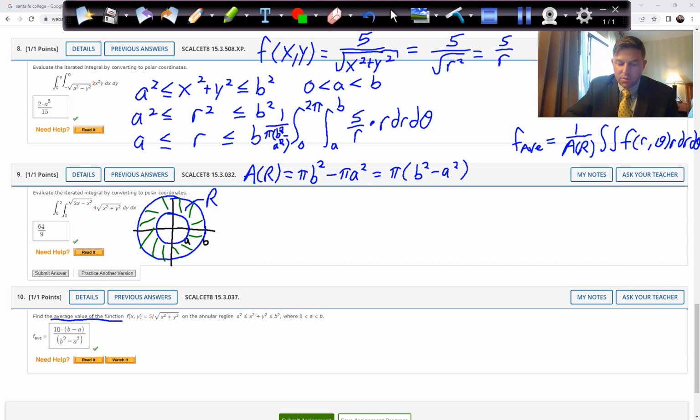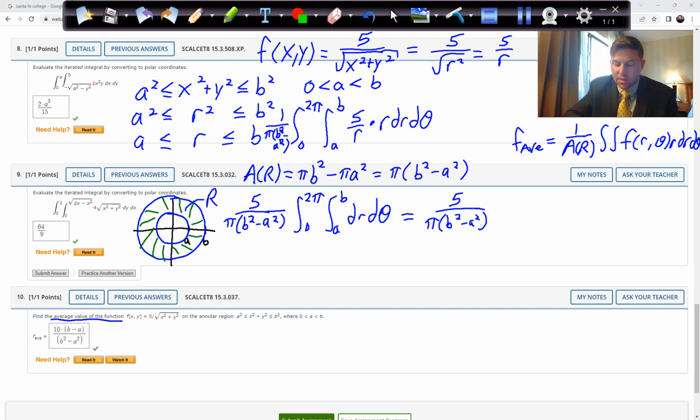And we notice the r's will cancel, and the 5 will come out front, so we're going to get 5 over pi times b squared minus a squared, times the integral from 0 to 2 pi, from a to b, of just dr d theta. So this is going to give us 5 over pi times b squared minus a squared. The antiderivative of dr is just r, so it's going to be 0 to 2 pi of r, and that varies from a to b. And then we have our d theta.